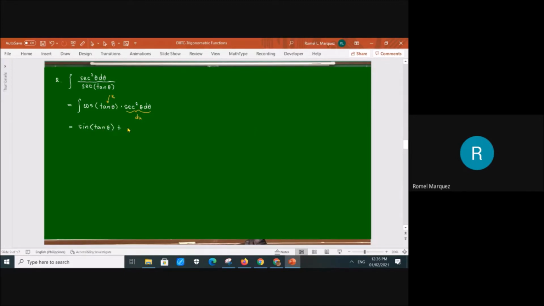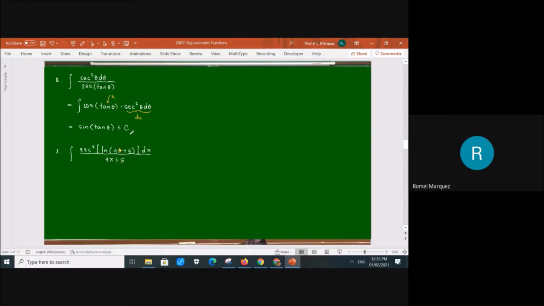That's it. Then plus c. Okay? And then number 3. Integral of cosecant squared of ln of 4x plus 5, dx over 4x plus 5. Okay, guys?